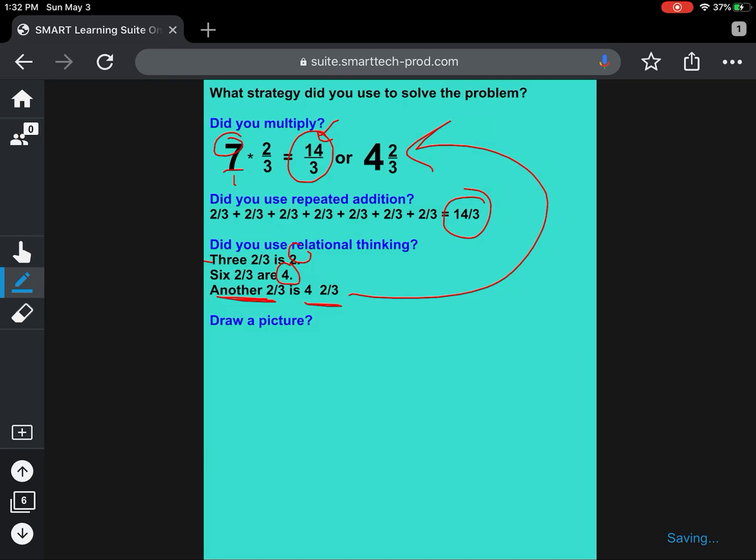Another way you could have done it would be to draw a circle. You would need to draw a whole circle, divide it into thirds, fill in 2/3, but do that 7 times. You could have gotten the correct answer any of those ways. I feel like multiplying was probably the fastest way to do it.